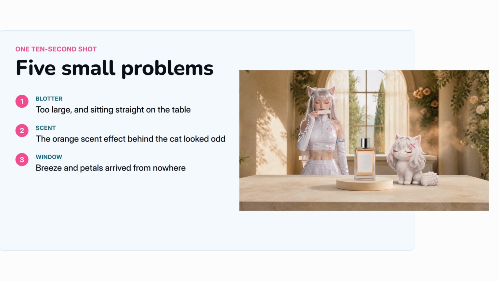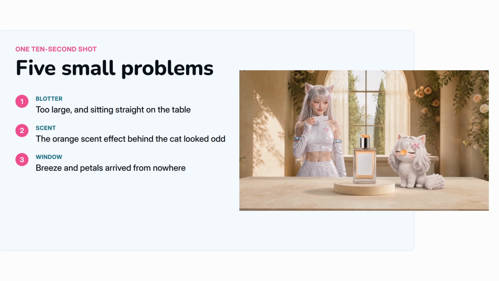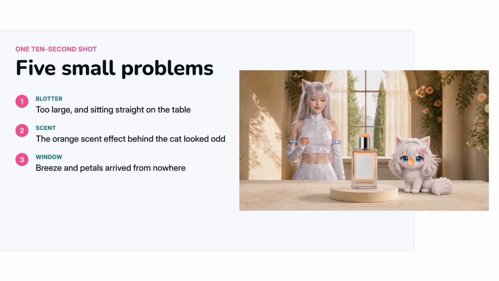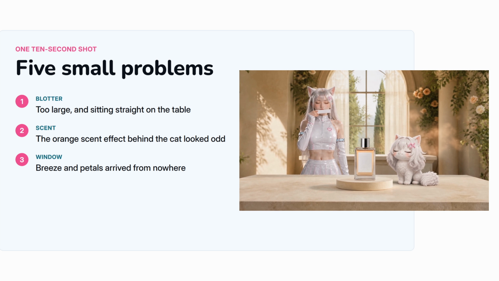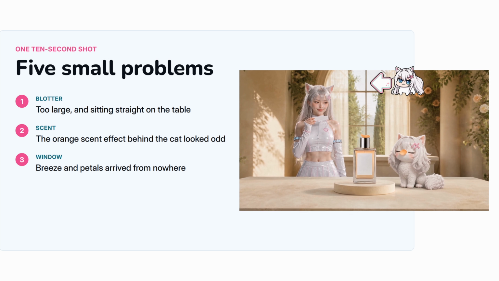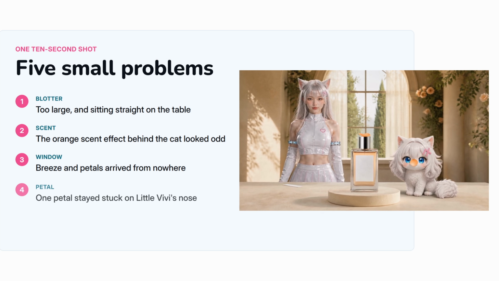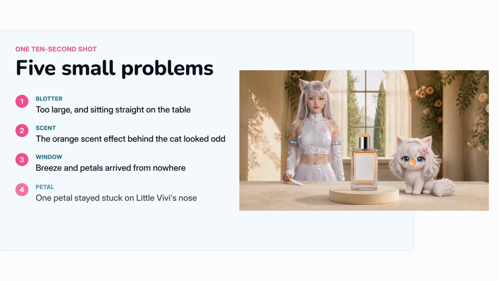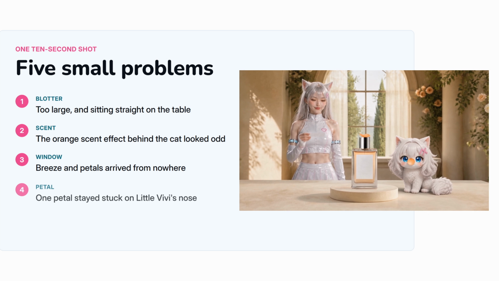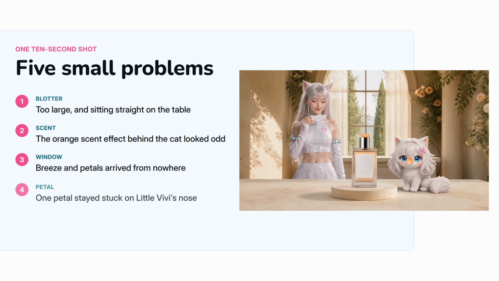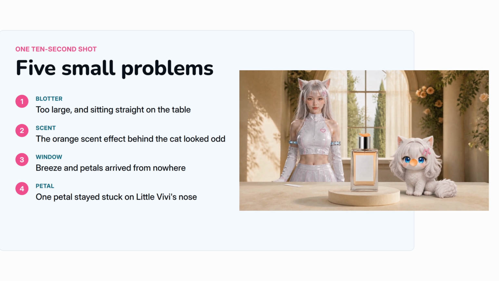Third, the breeze and flower petals seemed to come from nowhere. They should have entered through the window. But my reference image showed a window that could not open. This part was my mistake. Fourth, when little Vivi sneezed, the petal should have flown away. Instead, it stayed on her nose until the end. Finally, Vivi smiled at the cat, then suddenly became stiff and emotionless.